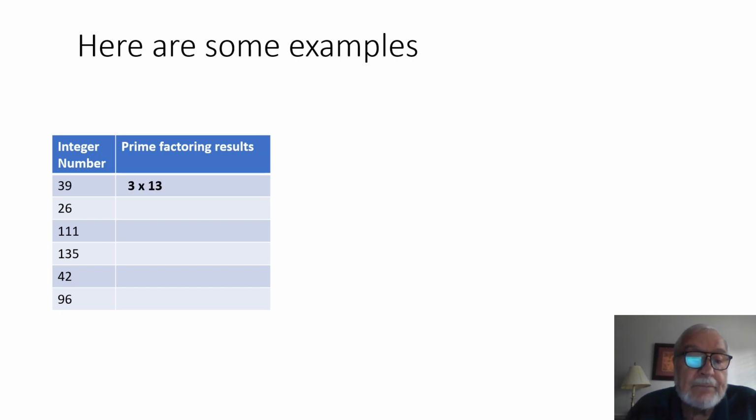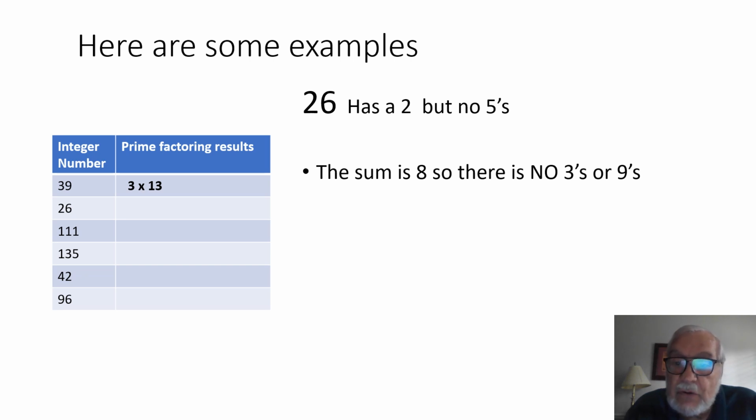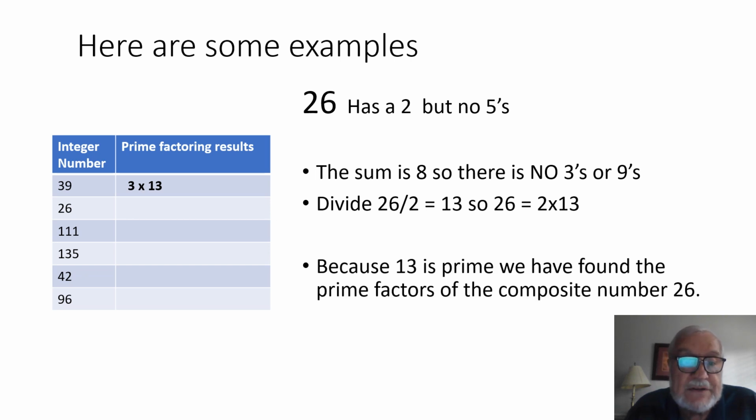Okay, now look at 26. All right, 26 has a 2, but no 5's because of the 6. All right, the sum is 8, so there are no 3's or 9's. And so when we divide 2 into 26, we get 13. So 2 times 13 is the prime factoring for 26.